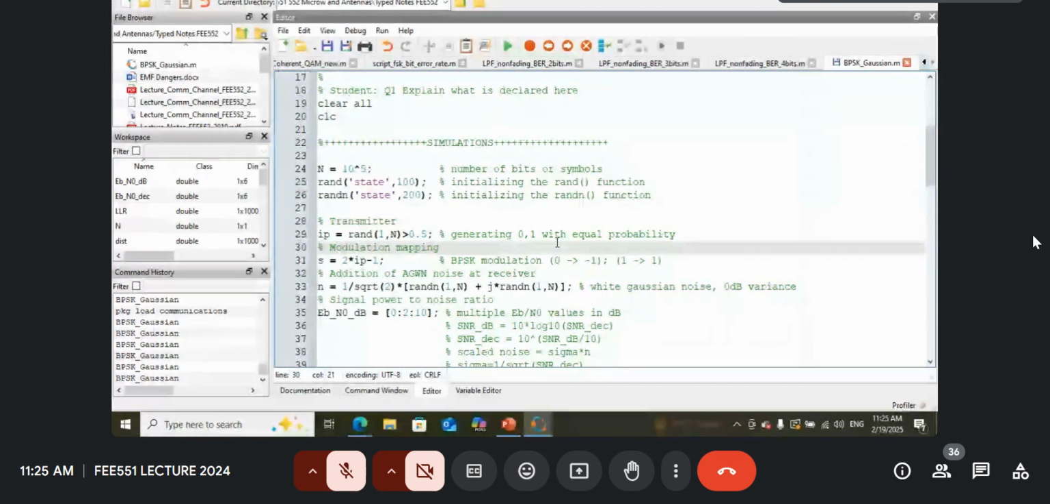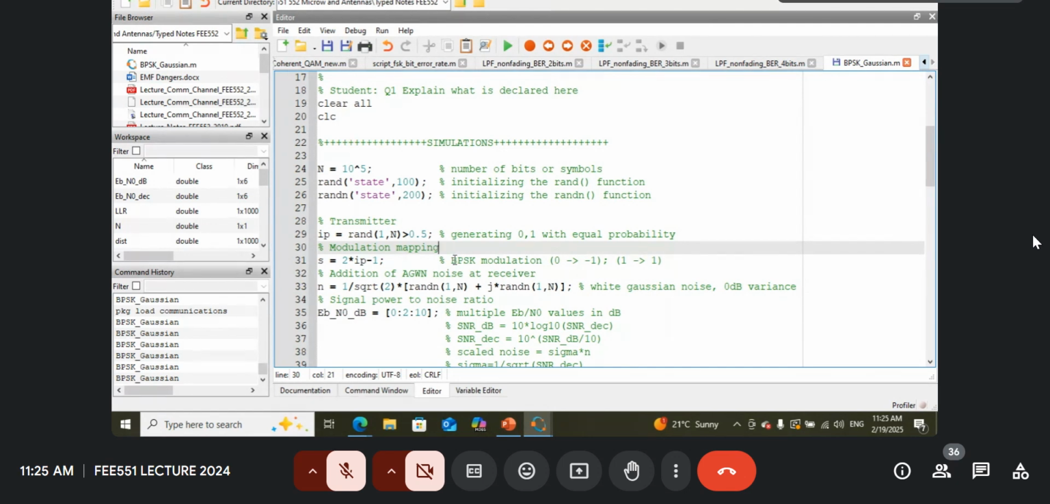You can have 4 QAM, for 2 bits, for 4 symbols, or 16 symbols, 8 symbols, 32 symbols, 64, 128, 512, 1048. It just depends on how you write your program. So this is how you modulate. We are saying S, the modulated symbol, is equal to 2 times the input random bits, zeros and ones, minus 1.